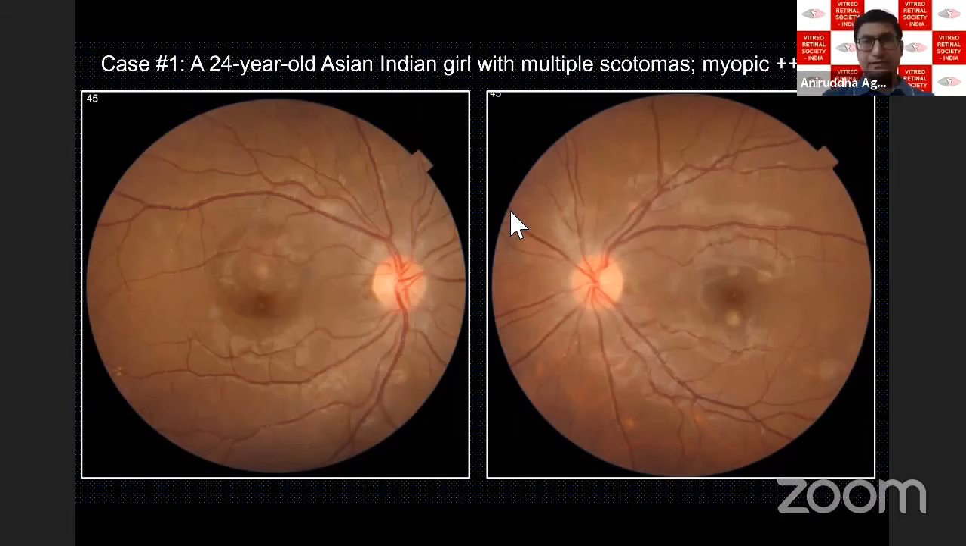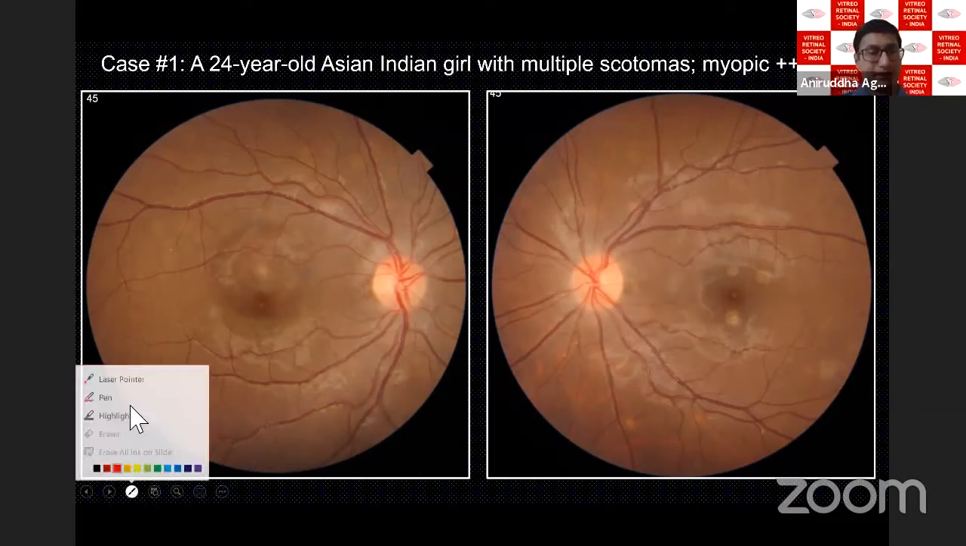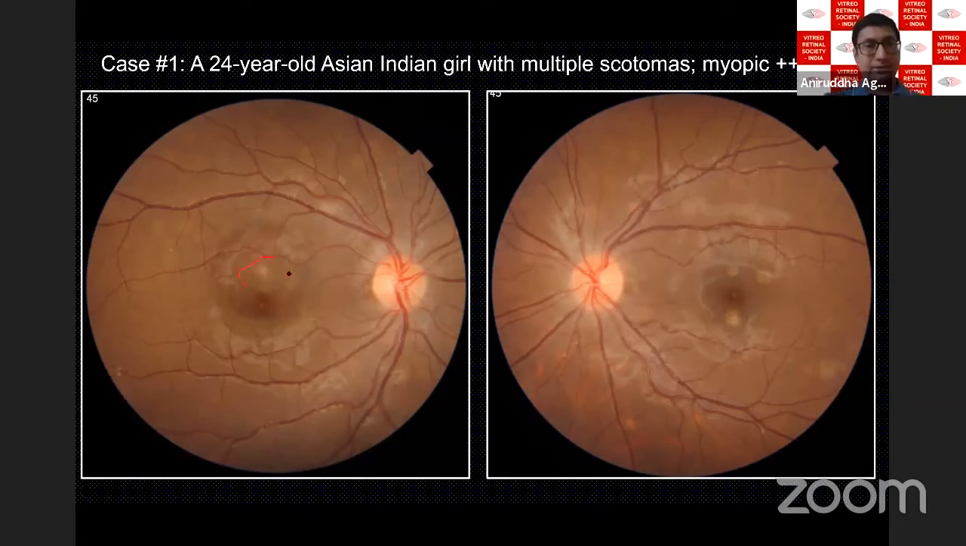Now, this is a 24-year-old Asian Indian girl, and her complaint is very specific. She complains of multiple scotomas in the field of vision. She is a myopic girl, about -5 diopters. What you can see on the fundus are multiple yellowish lesions involving the macula of both the eyes, and they are definitely much more prominent in the left eye.